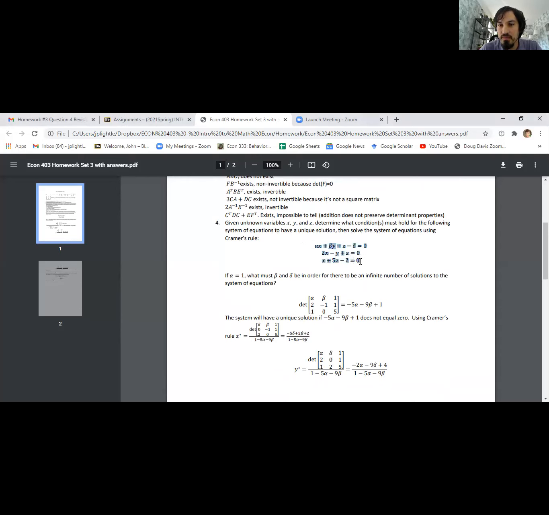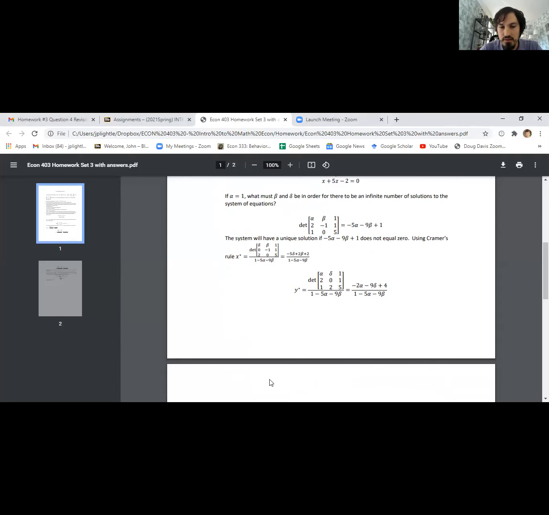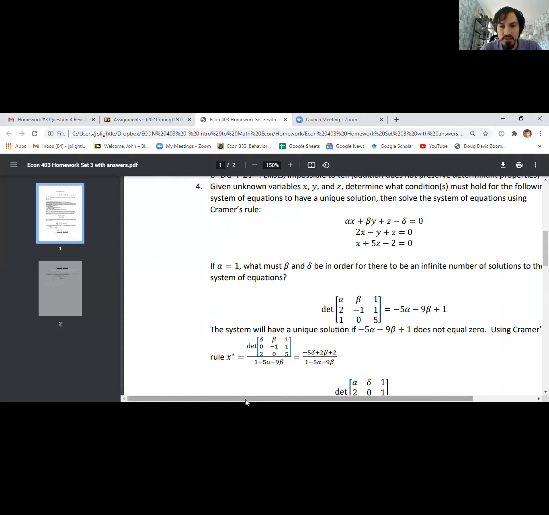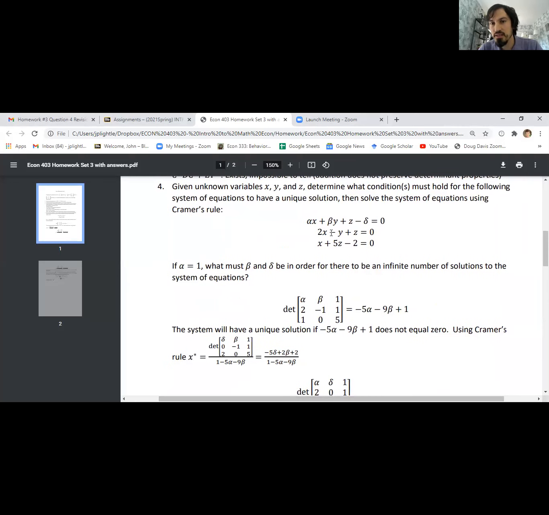So here's the system of equations. It's parameterized by alpha, beta, and delta. And I said, if alpha equals 1, what must beta and delta be in order for there to be an infinite number of solutions to the system of equations?